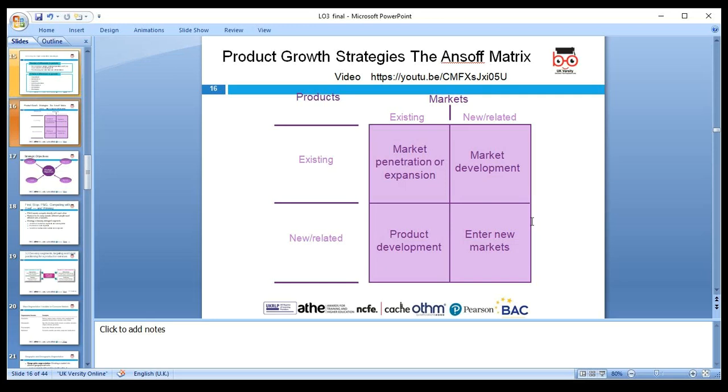You can also take an existing product into a new market, or a new product into the existing market. That will be called market development. You're developing within the existing market, adding more. Then product development, a new product in the new market, or entering into a totally new market. So these are all the strategies.